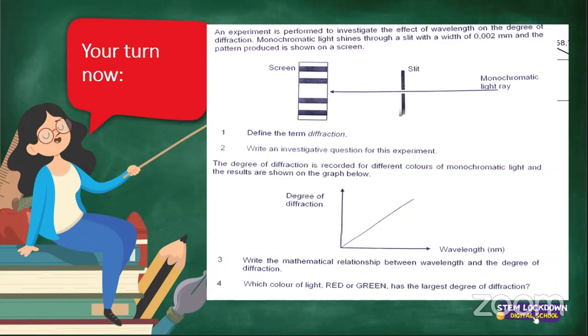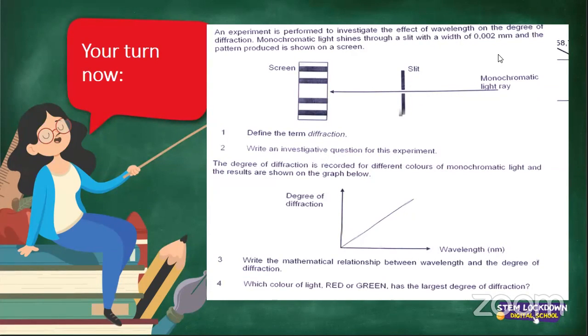So now we can say that the investigative question, as I've said, must have both the independent and dependent variables. So in this instance, the investigative question can be phrased like this: What is the effect of wavelength on the degree of diffraction? And it must have a question mark. And then another one might phrase it this way: How does the change in wavelength affect the degree of diffraction? So anything that shows the relationship between those two will be credited, but it must be in a question form.